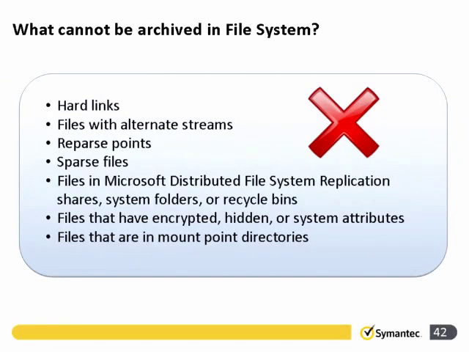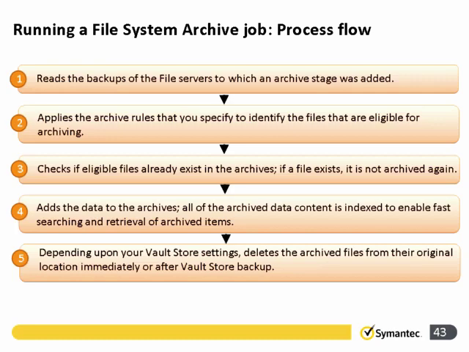Things that cannot be archived in file systems are hard links, files that have already been archived, parse points, things that are not files, right? Files that have been encrypted or hidden or have system attributes like thumbs.db, or files that have mount point directories. So it can only archive real files.